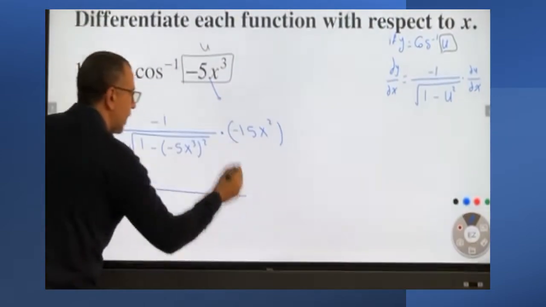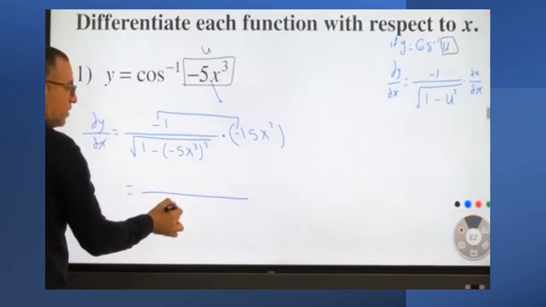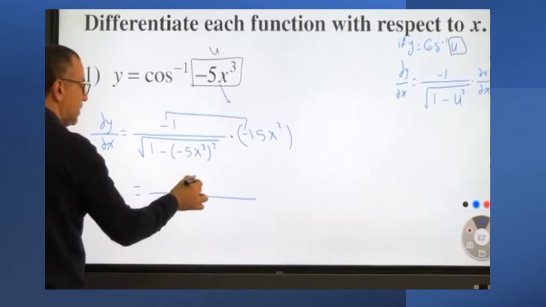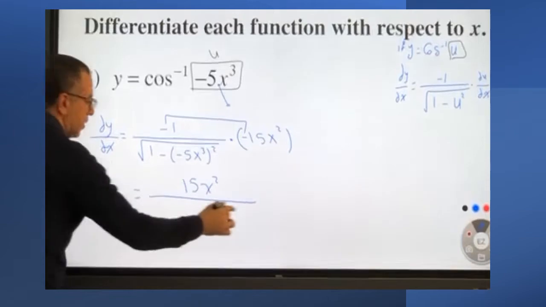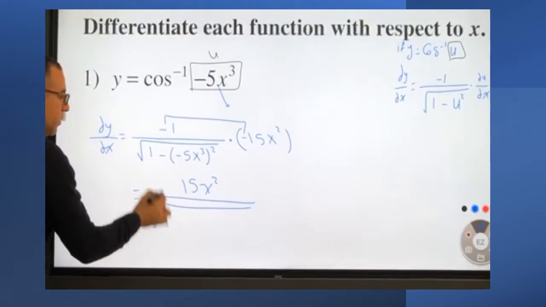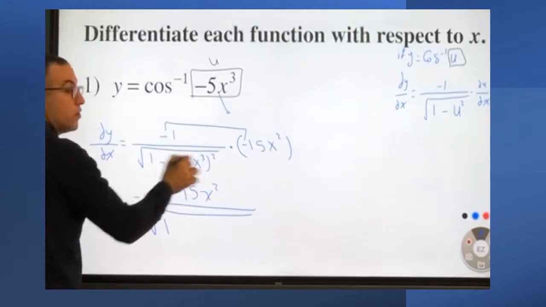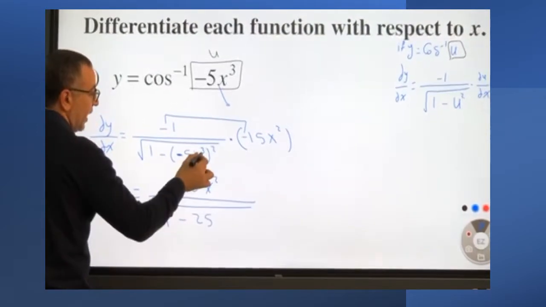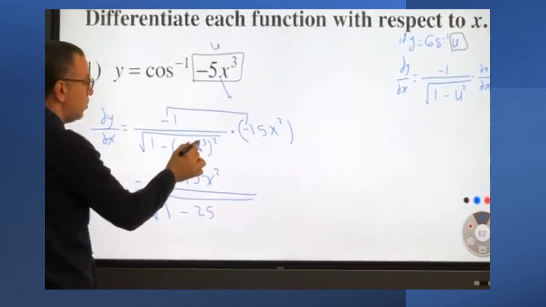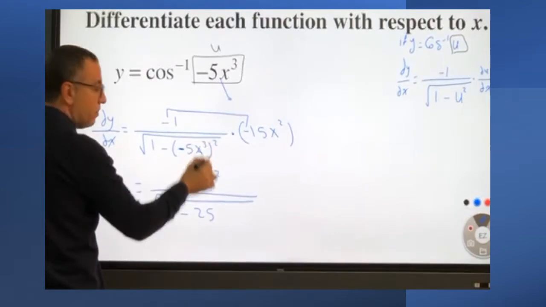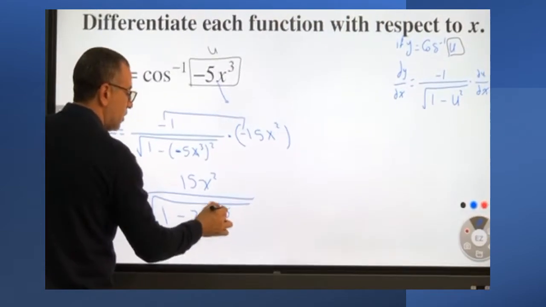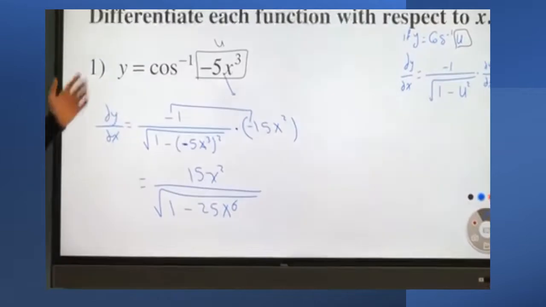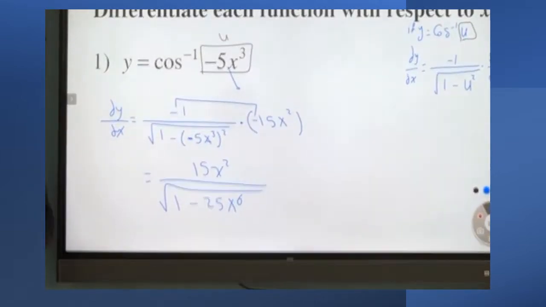So negative multiplied by negative is positive. So it's 15x to the power of 2 over the root of 1 minus, negative to the power of 2 is positive, and 5 to the power 2 is 25, x power 3 all power 2, power to the power you multiply them. So it's x to the power of 6. So this is the answer of question number 1.